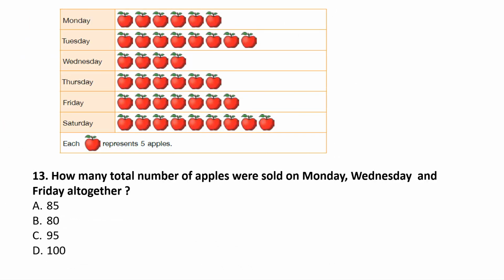Question number 13. How many total number of apples were sold on Monday, Wednesday and Friday all together? Monday, Wednesday and Friday. So let's count how many apples are on Monday. There is 6. On Wednesday there are 4. And on Friday 7. So total 17 apples. But each apple represents 5 apples. So how many apples he sold? 17 multiplied by 5, that is 85. Our answer is option A.